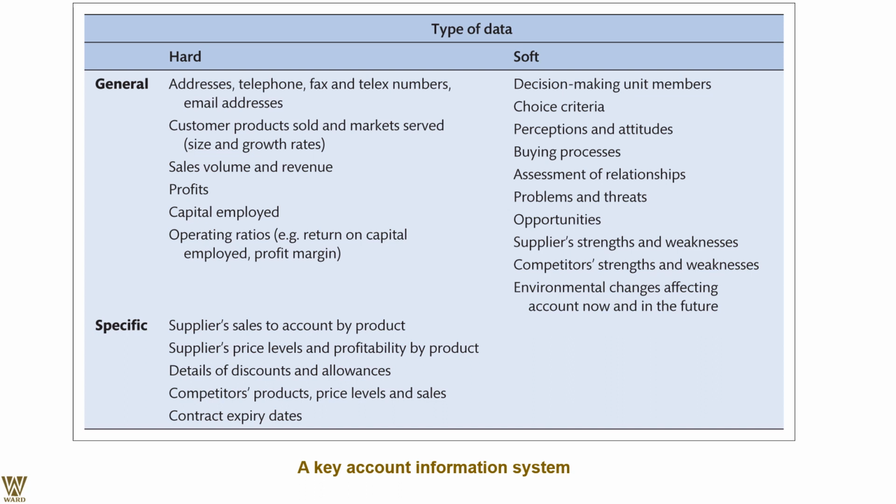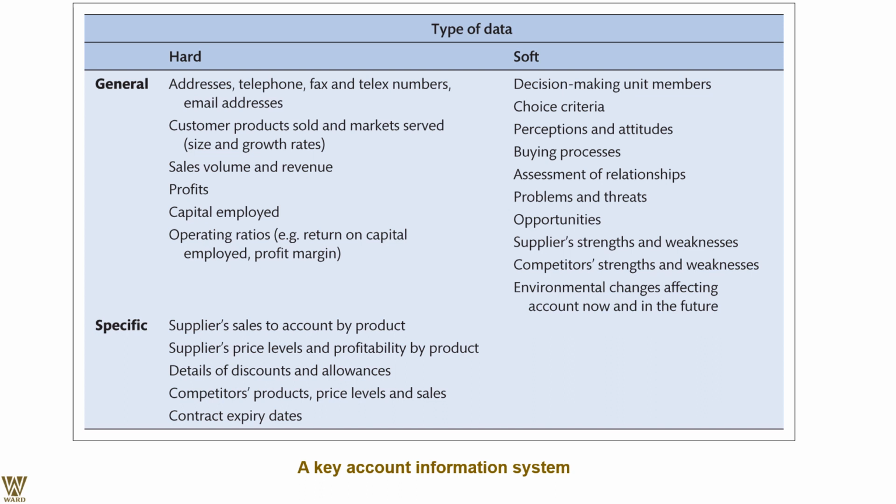The problems, the threats, the opportunities, the supplier's strengths and weaknesses can all change with the passage of time. So can competitors' strengths and weaknesses. Today, what is your weakness might eventually become your strength in the coming days. So you never know. These are all soft things that can change, affecting the account now or even in the future.